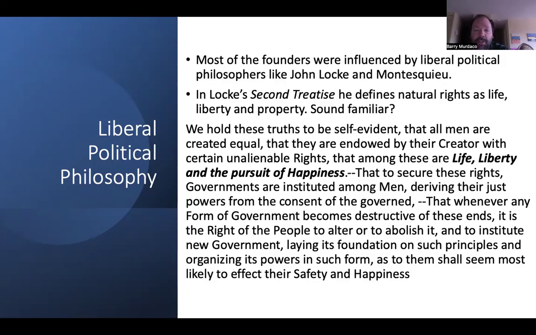So again, going back to last class, this is what Chesterton would call basically the creed of America: justice, equality, consent of the governed.